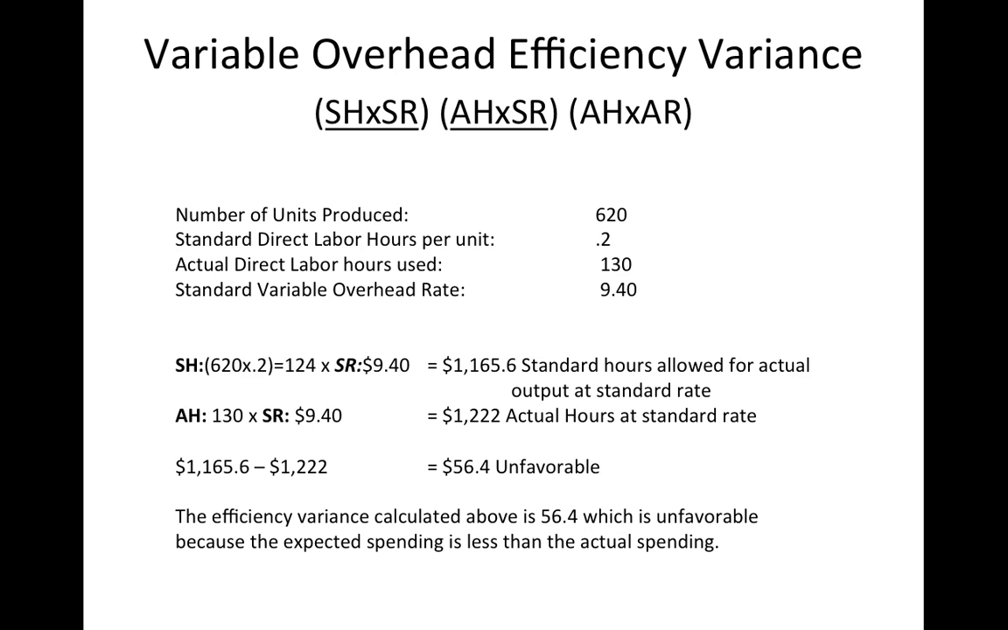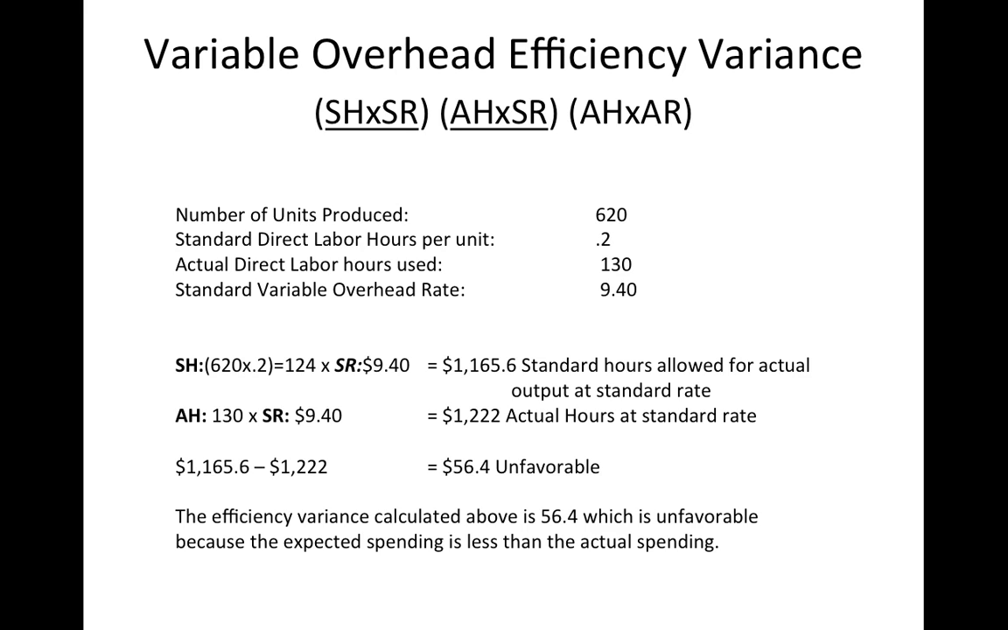So first, we're going to calculate the standard hours, which is the number of units times the standard direct hours per unit. As you can see, the standard direct hours per unit is 0.2, and the number of units produced is 620. You multiply that, and that gives you 124. So that's your standard hours, and the standard rate is given to you at $9.40.